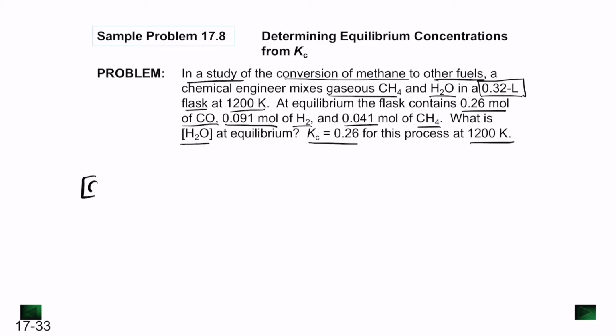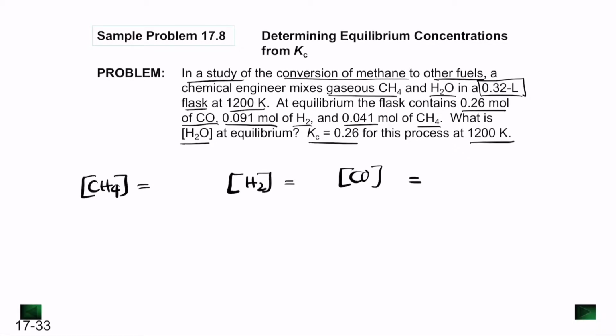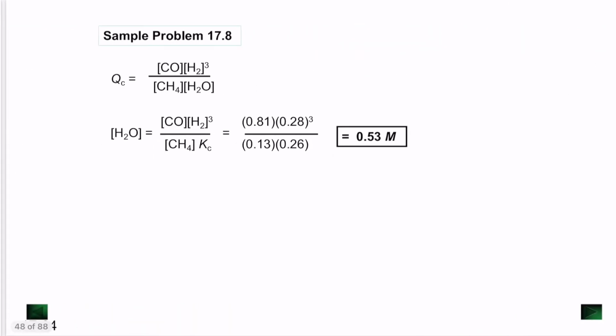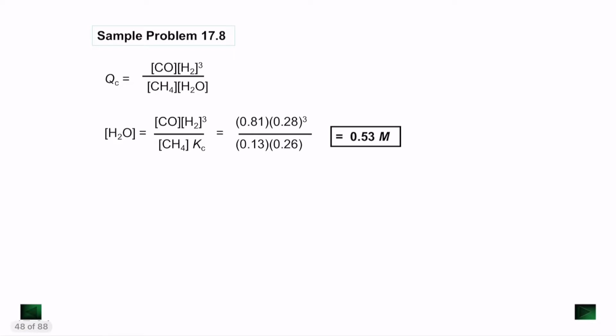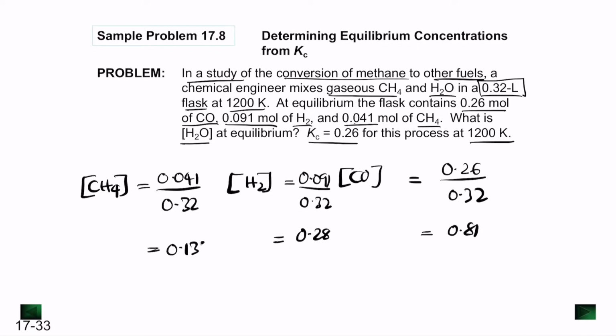So first we need to find the concentration of CH4, the concentration of H2, and the concentration of CO. So the concentration of CH4 is 0.041 mole divided by 0.32 liters. Again, H2 is 0.091 mole over 0.32 liters, and carbon monoxide is 0.26 mole over 0.32 liters. Now, the carbon monoxide value becomes 0.81, H2 value becomes 0.28, and CH4 value becomes 0.13. So these are the concentrations.